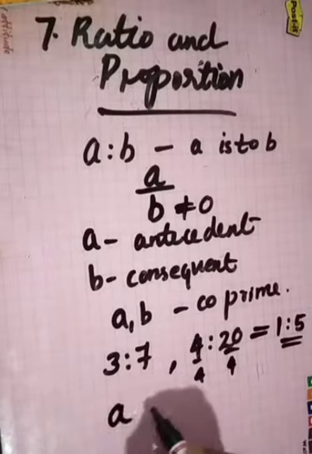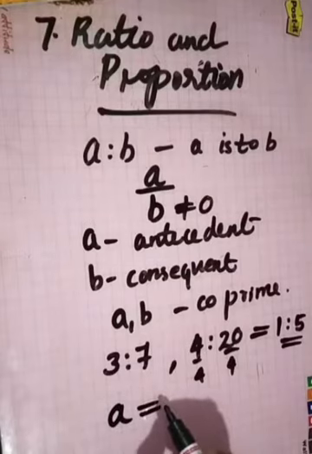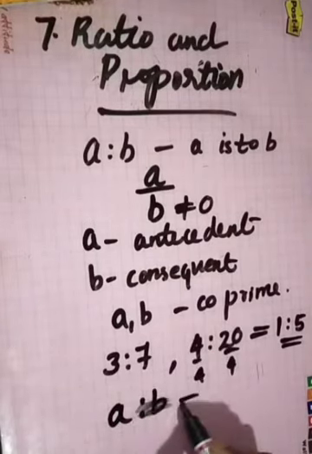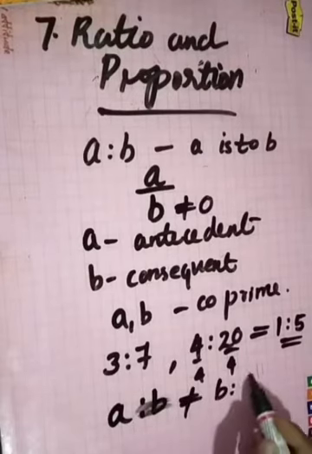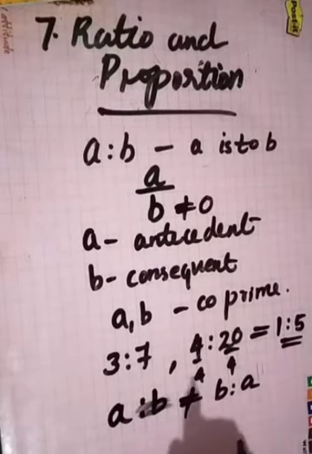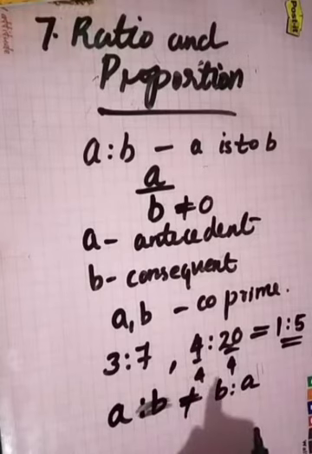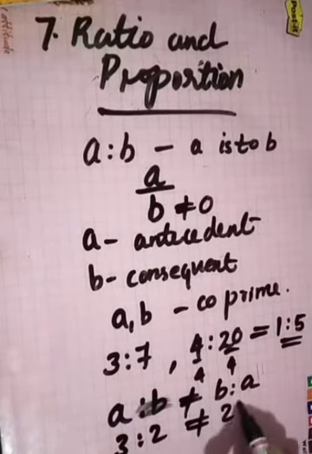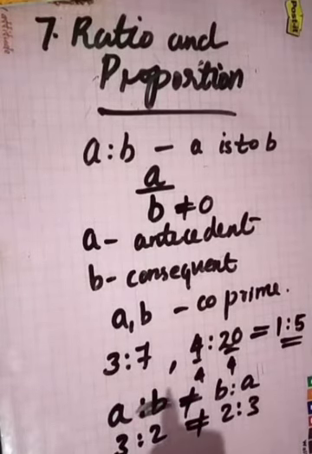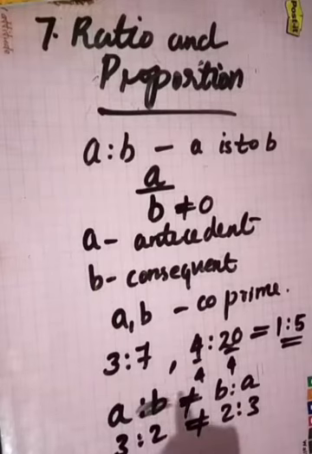And also the order of the numbers is very important. For example, the ratio A is to B is not the same as B is to A. They are equal only if A and B are equal. Otherwise, the ratio 3 is to 2 is not the same as 2 is to 3. They are different ratios. So the order of the terms in a ratio is important.